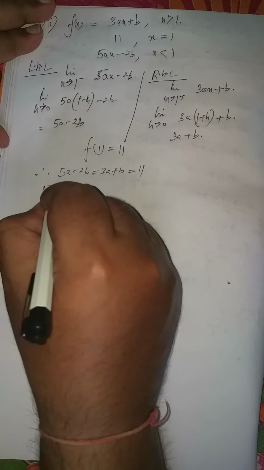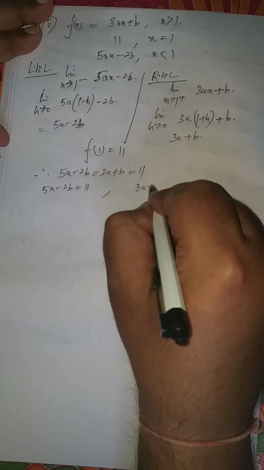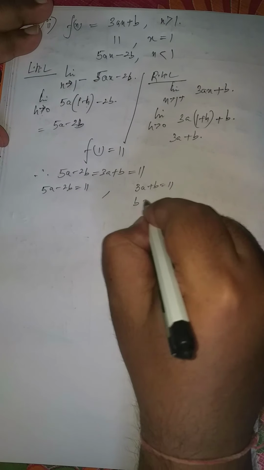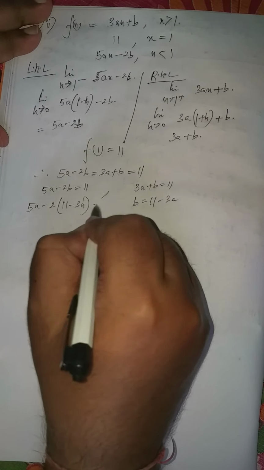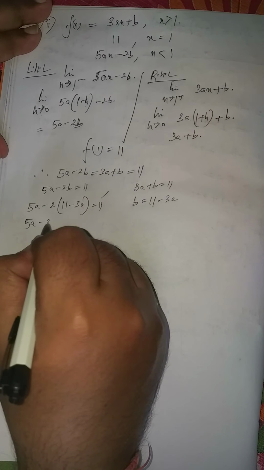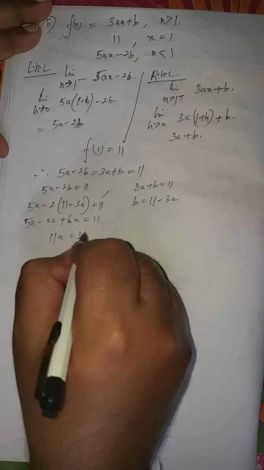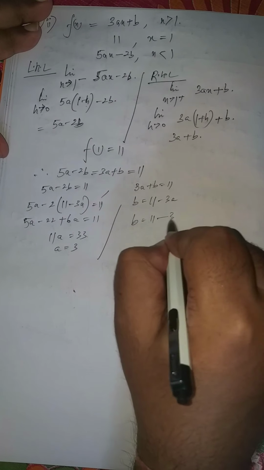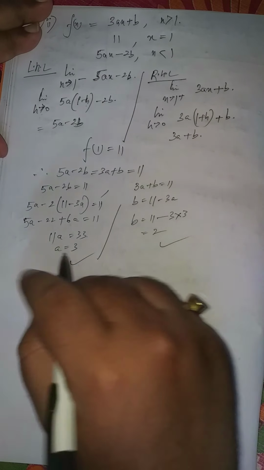So here you can frame two equations: 5a minus 2b equals 11 and 3a plus b equals 11. Now you can solve for a and b. Substitute the value. So 5a minus 22 plus 6a equals 11. 11a equals 33, a equals 3. Substitute the value here for b: 11 minus 3 into 3, that is 11 minus 9, 2. So a is 3 and b is 2.